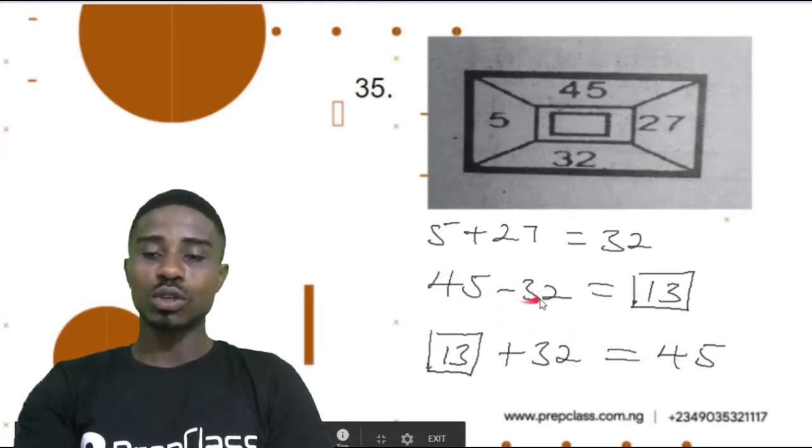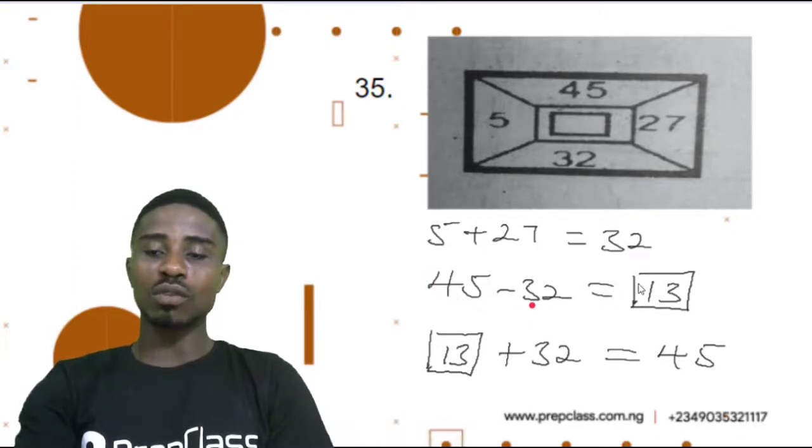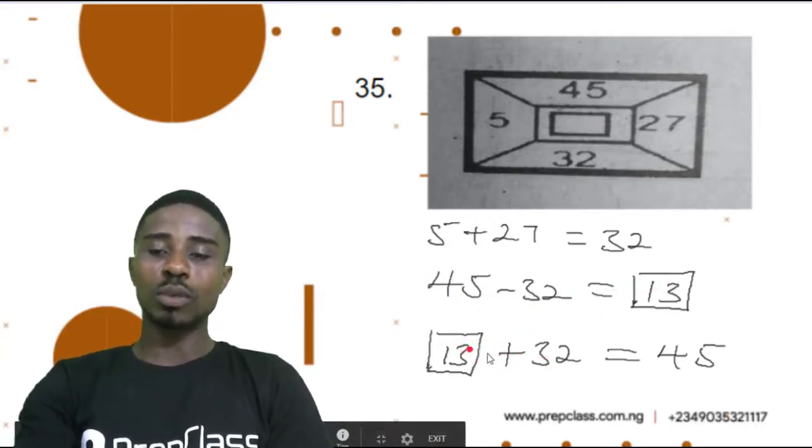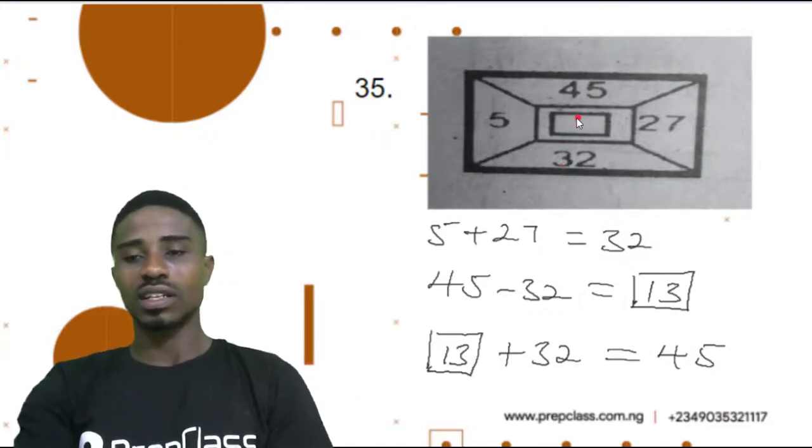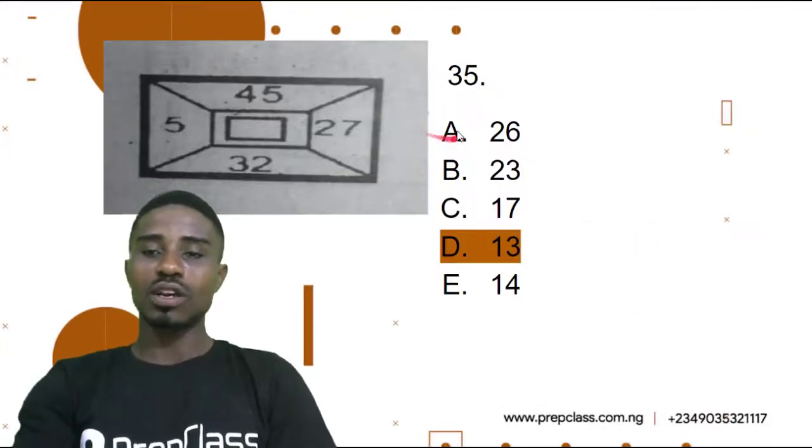45 minus 32. 5 minus 2 will give us 3. 4 minus 3 will give us 1, 13. 13 plus 32. 3 plus 2 is 5. 1 plus 4 is 4, 45. So the answer that will be here will be equal to 13. Let's check out the correct answer. Question 35, option D, 13 is our correct answer.